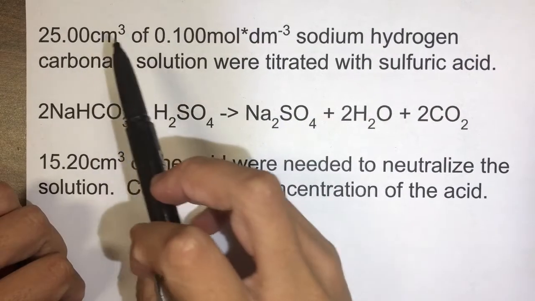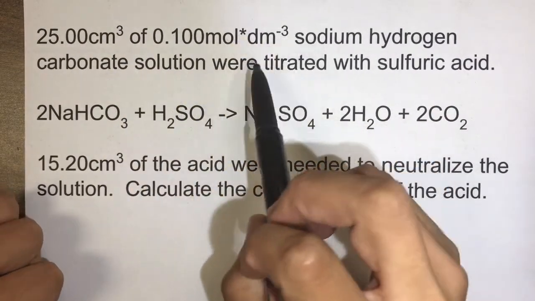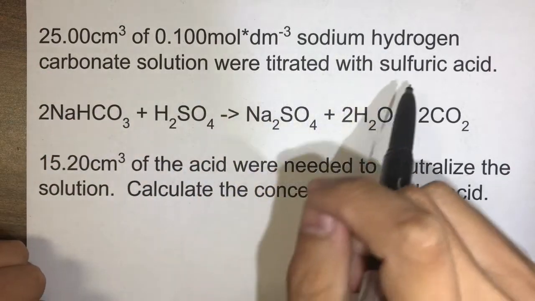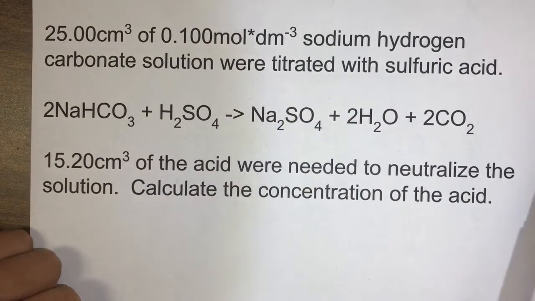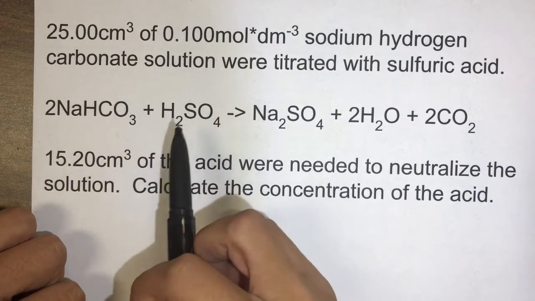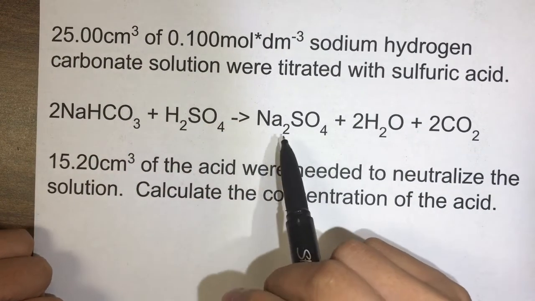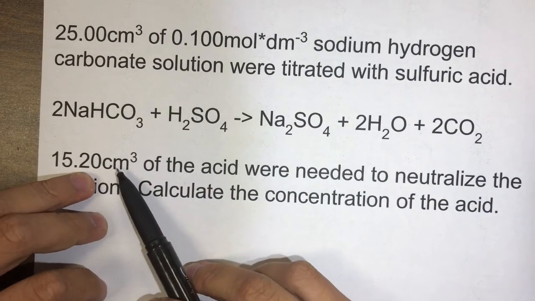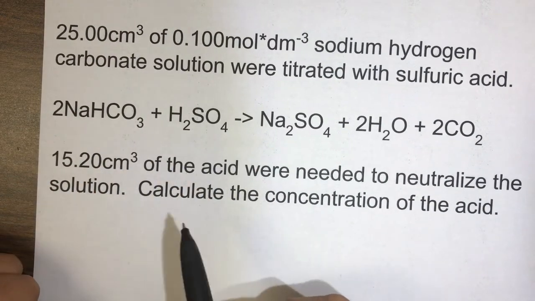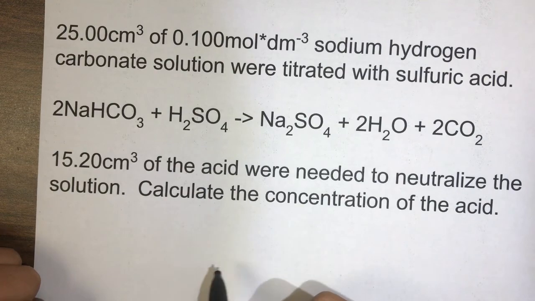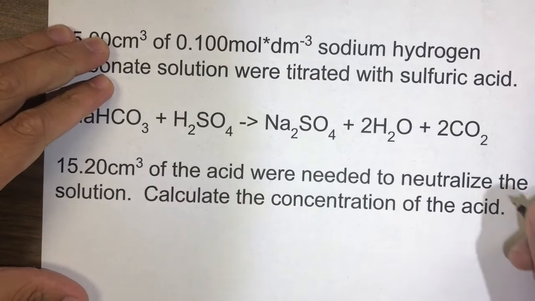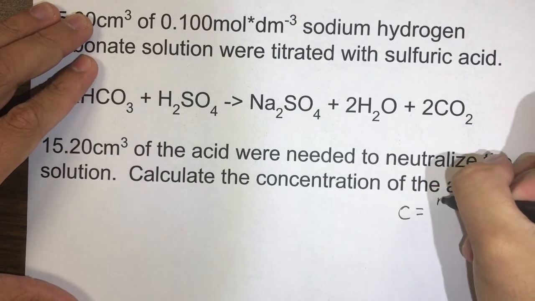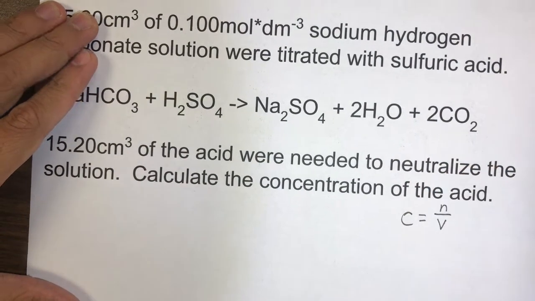Okay, so 25 centimeters cubed of 0.1 molar per decimeter cubed sodium hydrogen carbonate, which is baking soda, was titrated with sulfuric acid according to this equation. We have baking soda plus sulfuric acid gives us sodium sulfate plus water plus carbon dioxide. 15.20 centimeters cubed of the acid were needed to neutralize the solution. Calculate the concentration of the acid. So they want us to find the concentration of the acid. The concentration is equal to the moles over the volume.